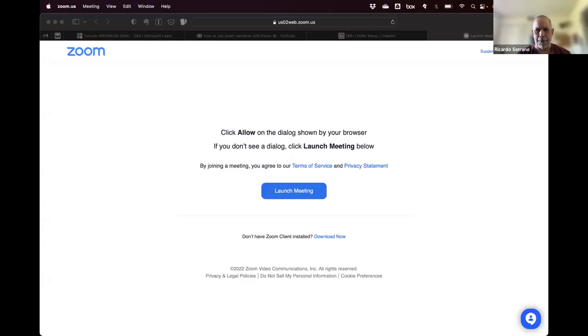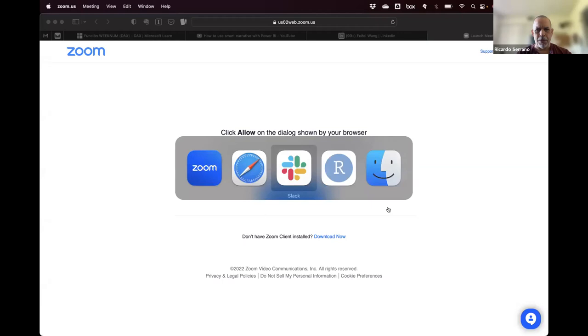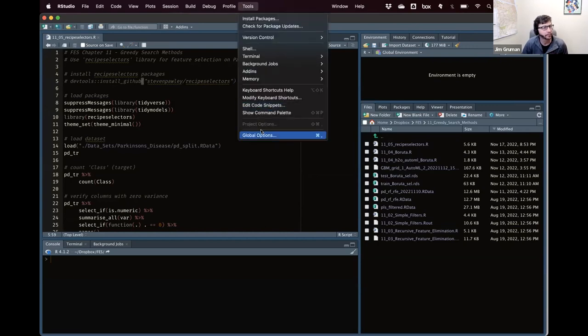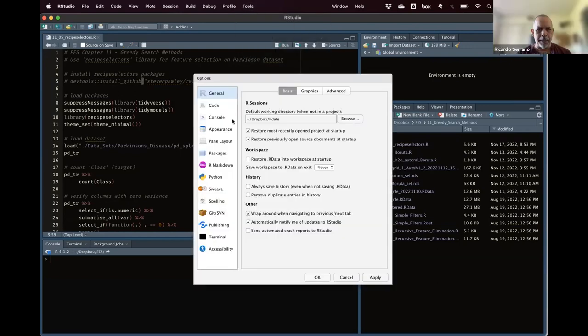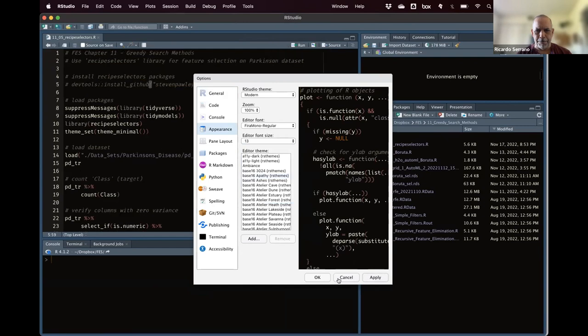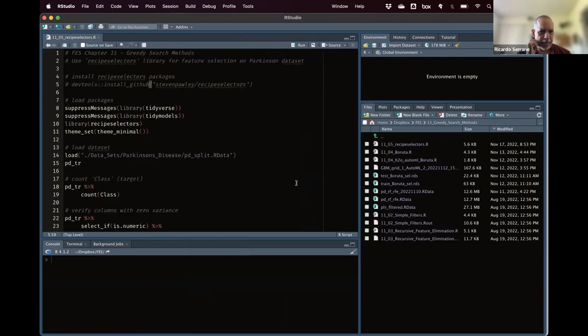Okay, I'm back. So let me share my screen. Okay, everybody sees my screen? Yeah. Let me change the appearance a little bit so it's a bit clearer. Can you see the font?